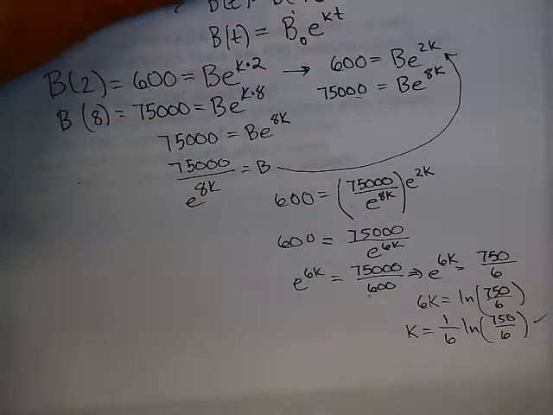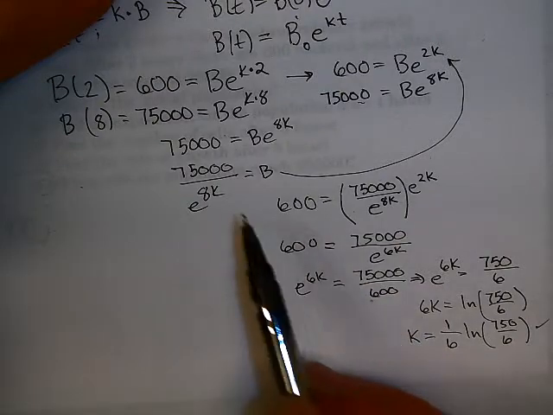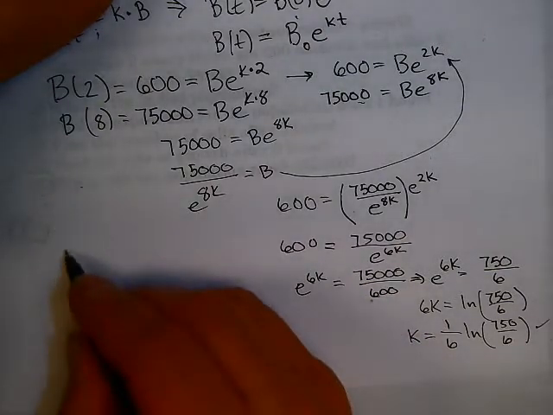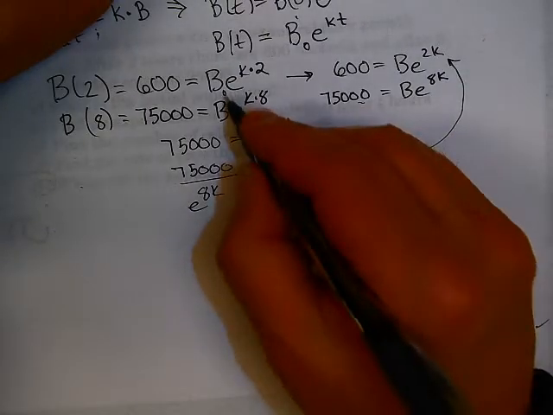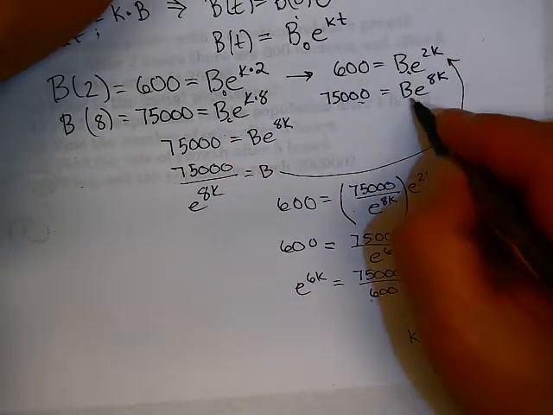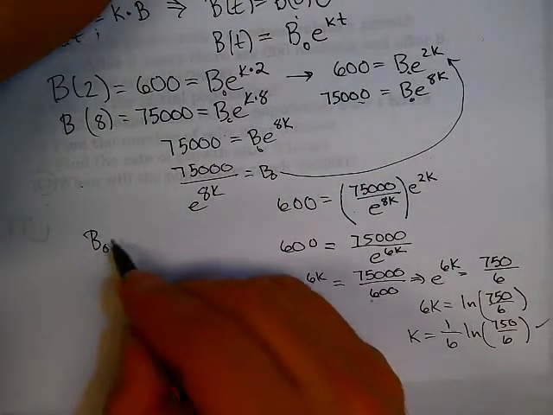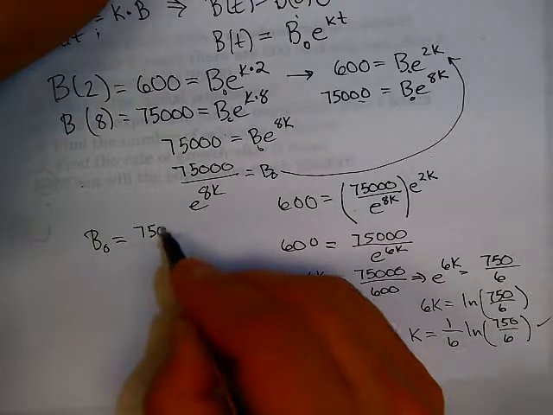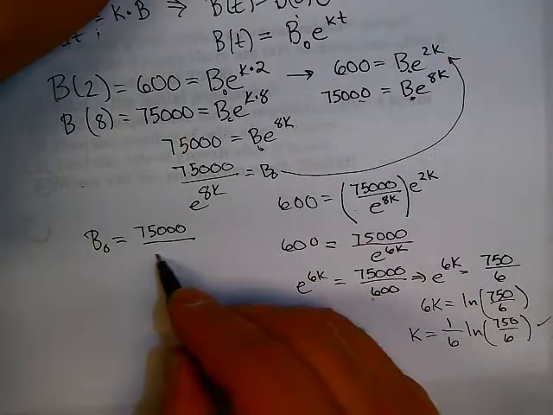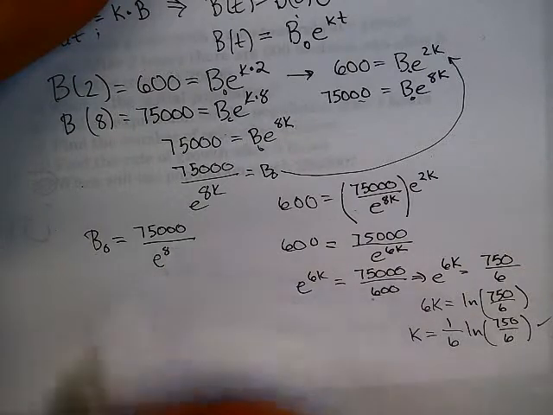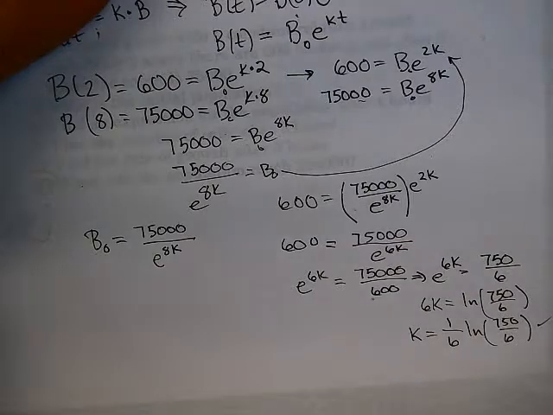That's my number. Now, to find B(0), I would substitute that into this and find B(0). So this is what I have here. So B(0), let me put those zeros there. I forgot to put them on these. B(0) equals 7,500 over e to the 8k. When you figure out what k is, you can put it in there. So I'm going to figure out what k is right now.